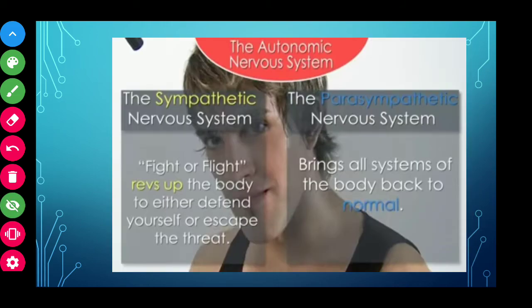Next is the autonomic nervous system. Autonomic nervous system has been divided into sympathetic and parasympathetic nervous system. Sympathetic nervous system. You might have heard about fight and flight response. The body will either defend itself or escape from the threat. That comes under sympathetic nervous system. If any situation comes, they will fight, otherwise they will escape.